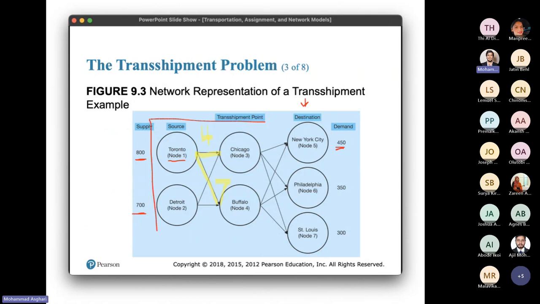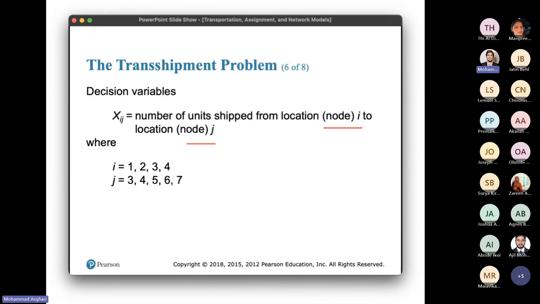These ones can be all sources. We can just send items from this to this one, to this one, or for example, to this one too. But these ones cannot be all sources. So this is why we are using i equal to 1, 2, 3, or 4, and not 5, 6, or 7.